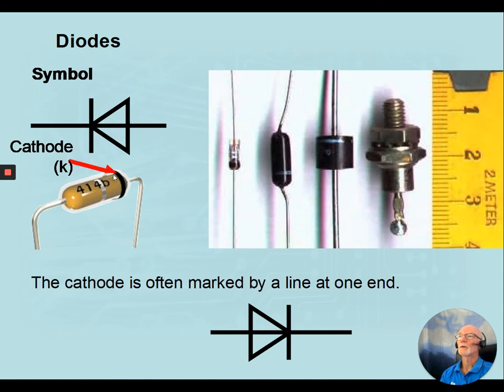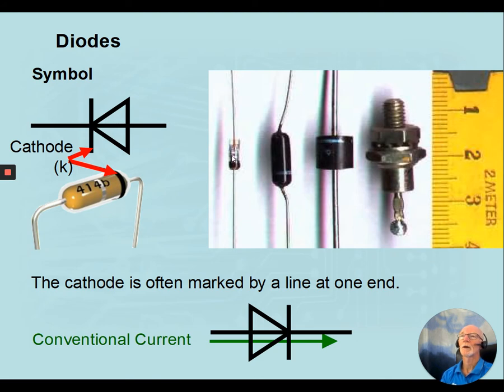All diodes will have a bar on one end, or some sort of a marking like this, and the bar, or the marking, the band around it, equates to the bar on the diode. So the band around our diode in this particular case is the cathode end of our diode. Over here we have a couple more diodes. They are encapsulated in black plastic, and they normally have a silver band around them showing the cathode end.